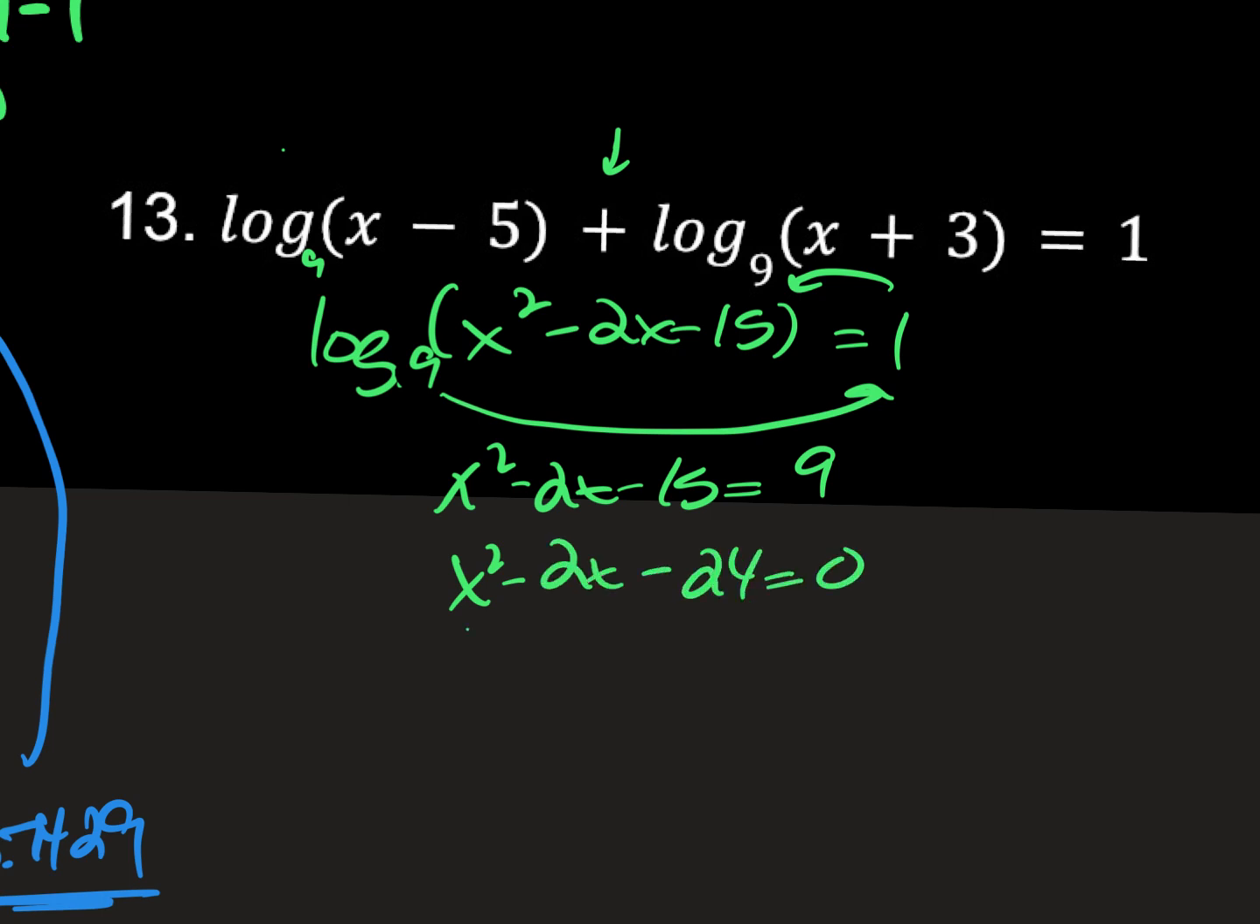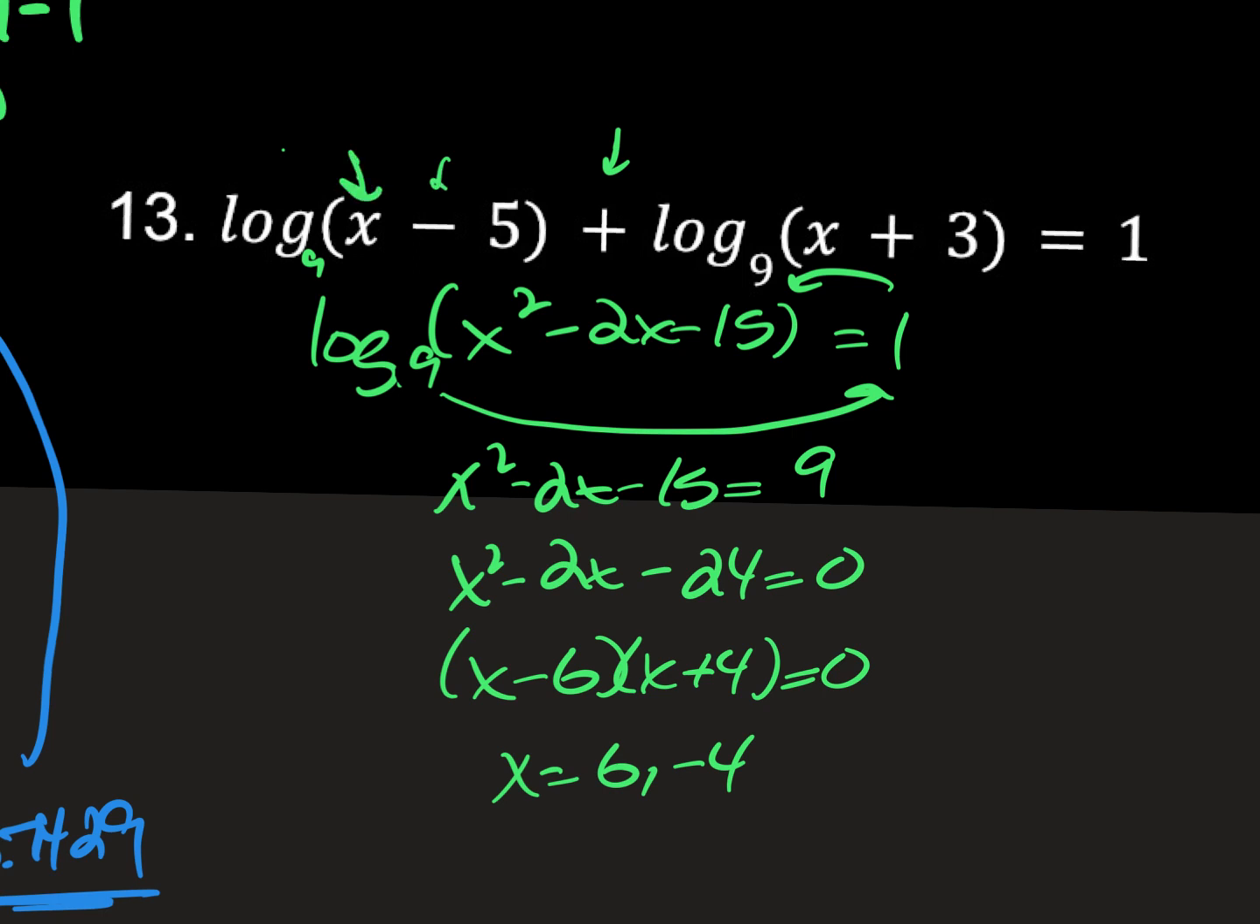Move the 9 over, we get 24. Now we can factor it, x minus 6, x plus 4. So I get 6 and negative 4. You got to check these. And all you got to do is check and make sure the log's still positive. If I put 6 in there, 6 is great. If I put negative 4 in the first one, it's already negative. It's also negative there, so negative 4 does not work. It's x equals 6.